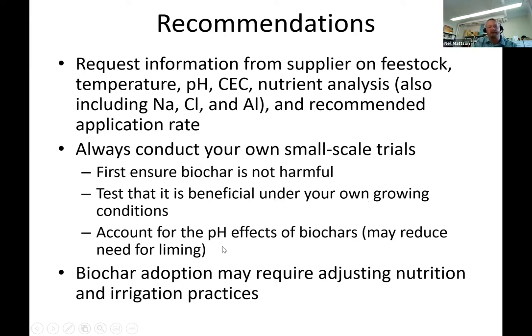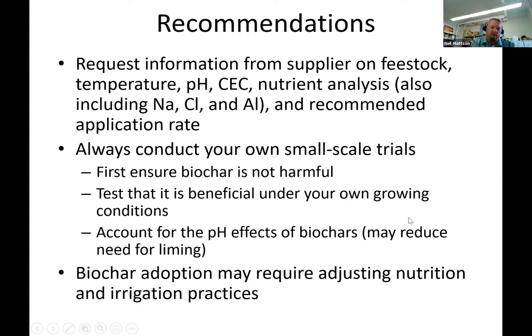And then a big one, as I talked about, is the pH effect of biochars. Many of the biochars have a pH that is 7 or higher. In our soilless substrates, we typically want the pH to be between maybe 5.5 to 6, or 5.5 to 6.5, depending on the type of plant. And so if biochar is being amended and it's going to be increasing the pH of our substrate, take that into account, and that can reduce the need for liming.